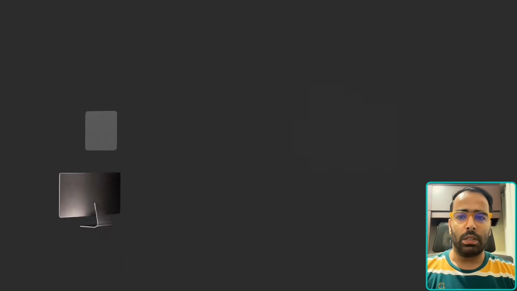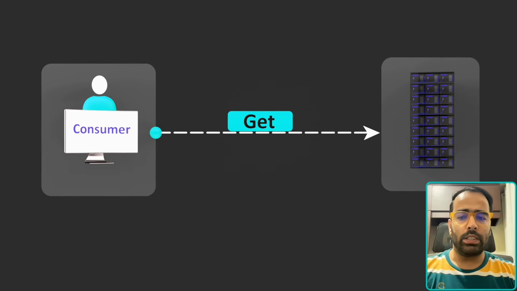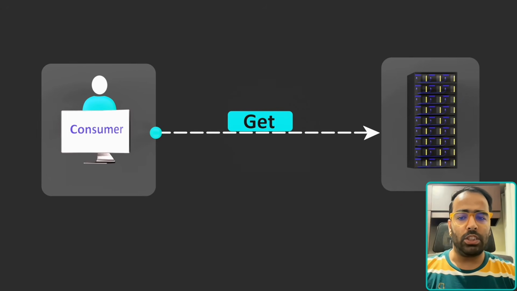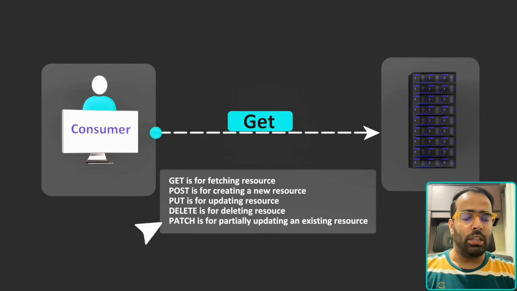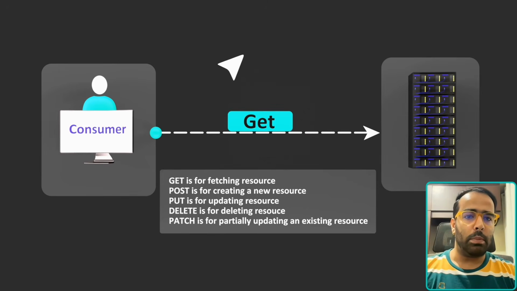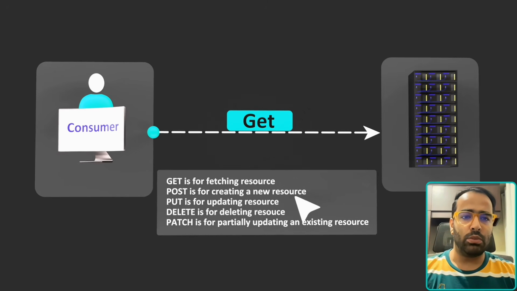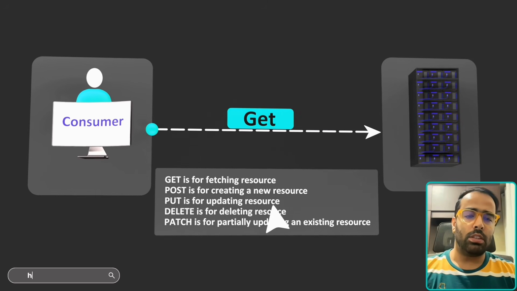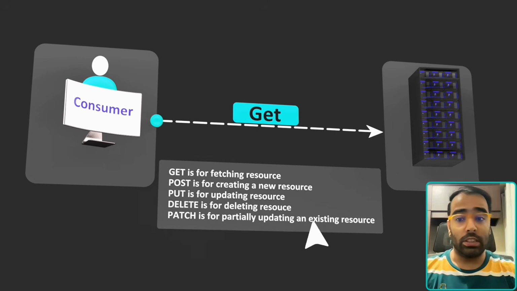If you see this example, the consumer will call your server, and the request HTTP method will be mentioned here. It can be either GET, it can be POST, it can be PUT, it can be DELETE, or it can be PATCH. So we have 5 types of HTTP methods. GET is for fetching a resource, POST is for creating a new resource, PUT is for updating a resource, DELETE is for deleting a resource, and PATCH is for partially updating an existing resource.